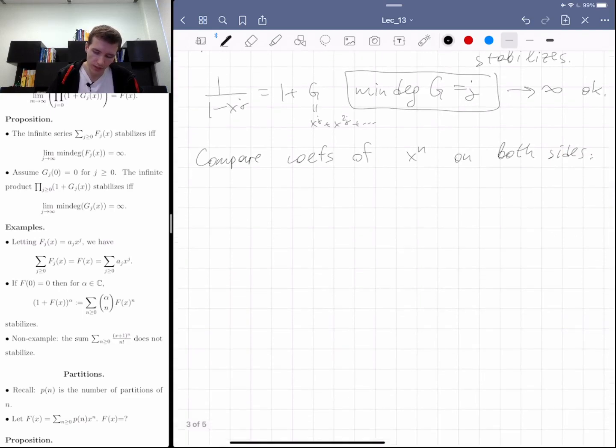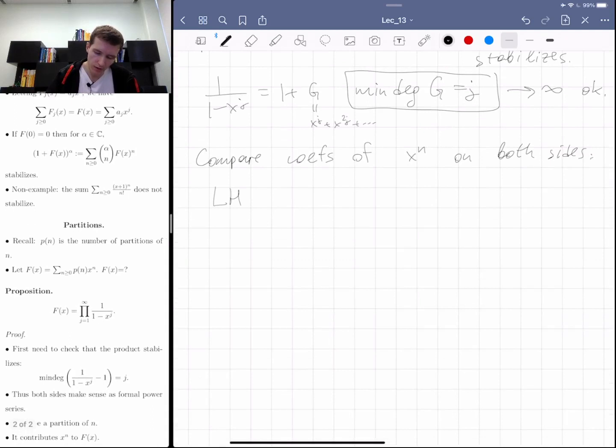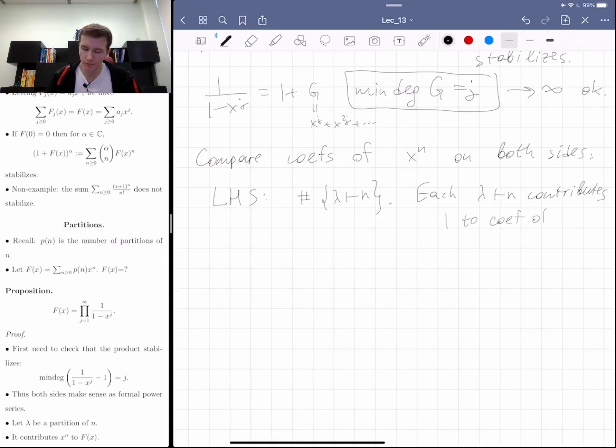So on the left-hand side is just the number of partitions of n. Each individual partition contributes just one to the coefficient of x to the n. And on the right-hand side, well, I have to think about the product.